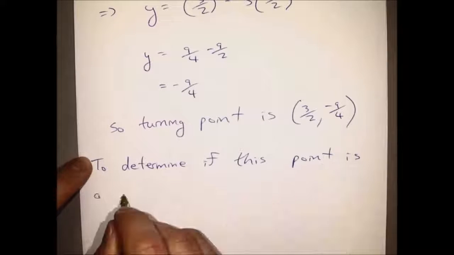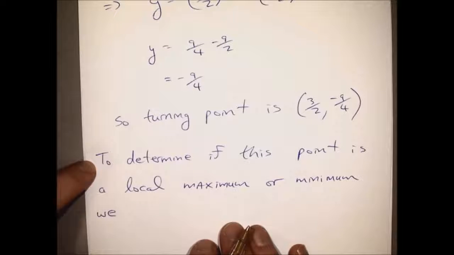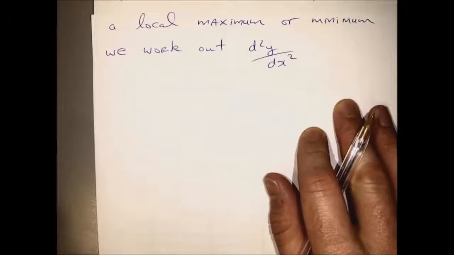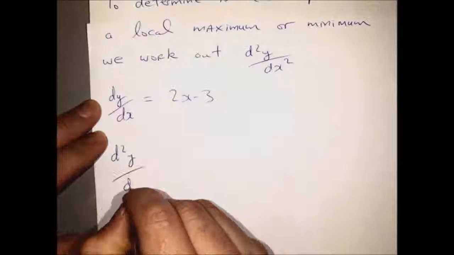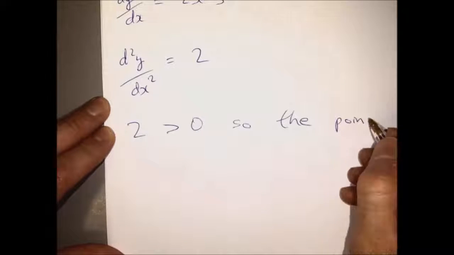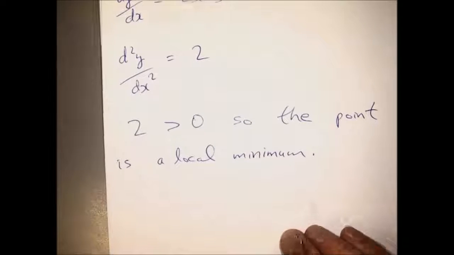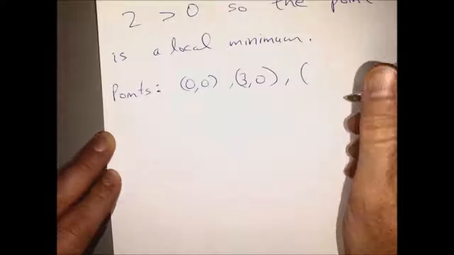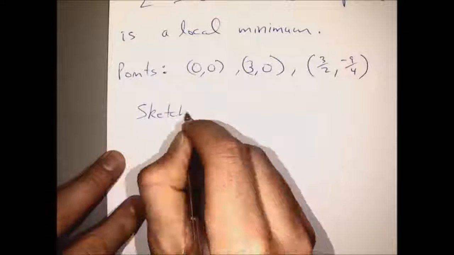Now we need to know if this is a local maximum or a local minimum turning point. And one way of doing this is differentiating again. So we get our first derivative and differentiate again to get d2y dx squared. And when we differentiate that, we'll get 2. And because 2 is greater than 0, this indicates that our point is a local minimum. So now we know that our curve forms a shape roughly like a smiley face. So we have 3 points, with two roots and a local minimum.